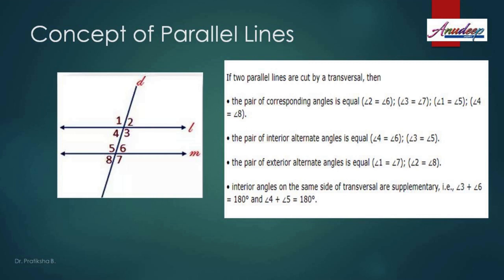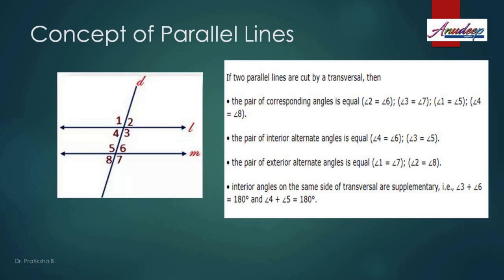So the pair of corresponding angles: angle 2 and angle 6, the angles which are above the lines, are called corresponding angles. Similarly, the angles which are just below the lines, that is angle 3 and 7, are also called corresponding angles. Then we have a pair of interior alternate angles.